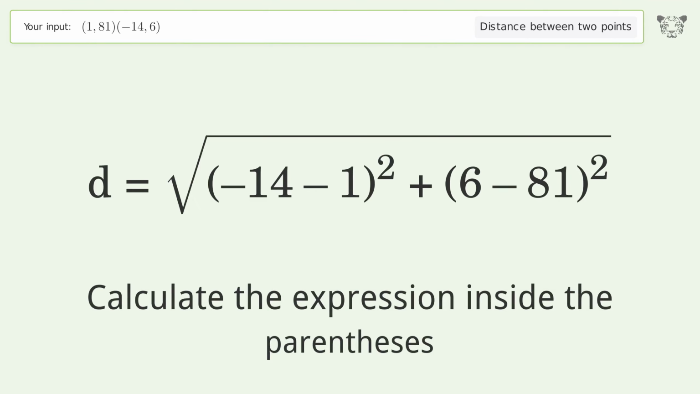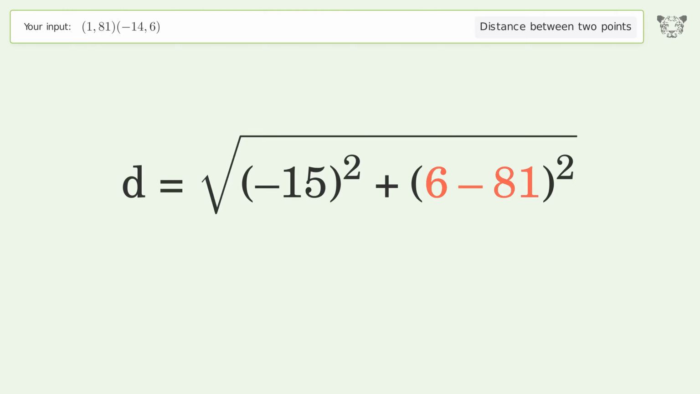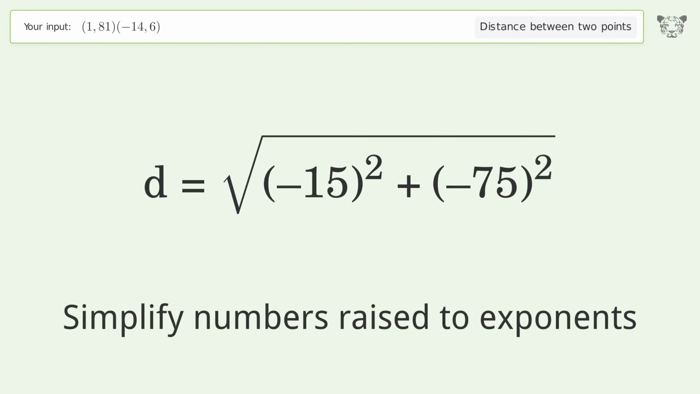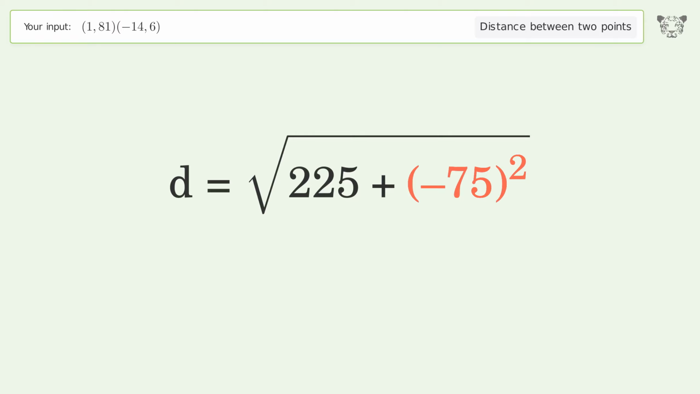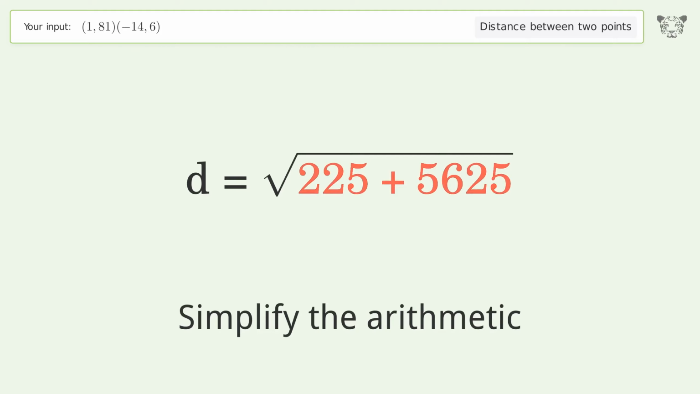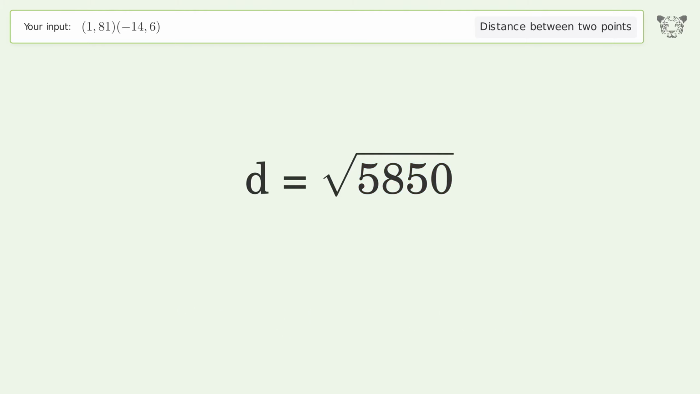Calculate the expression inside the parentheses. Simplify numbers raised to exponents. Simplify the arithmetic. And so the distance between the 2 points is the square root of 5,850, or 76.485.